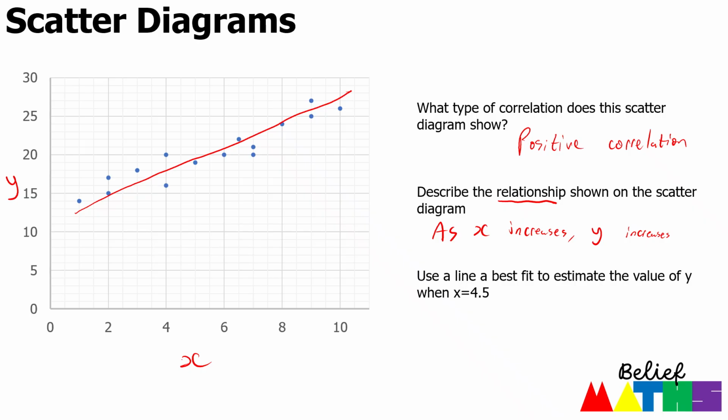Well, 4.5 is here. So we're going to come up to our graph, which is there. We're going to come across here, which gives us an answer of 19. So we're going to say y equals 19. Okay, so we just read from our graph, but it has to be based on your line of best fit. Even if your line of best fit is wrong, if you correctly read from it, you can still get a mark on that question. So just make sure you read accurately from your graph.